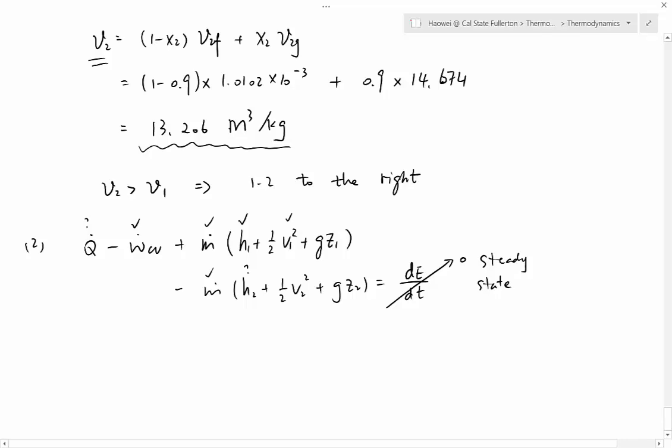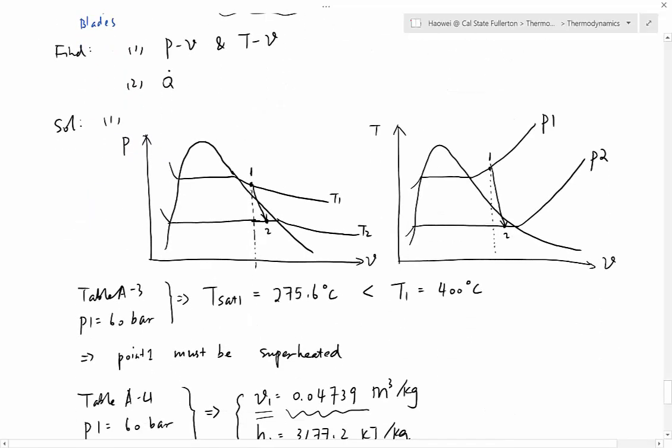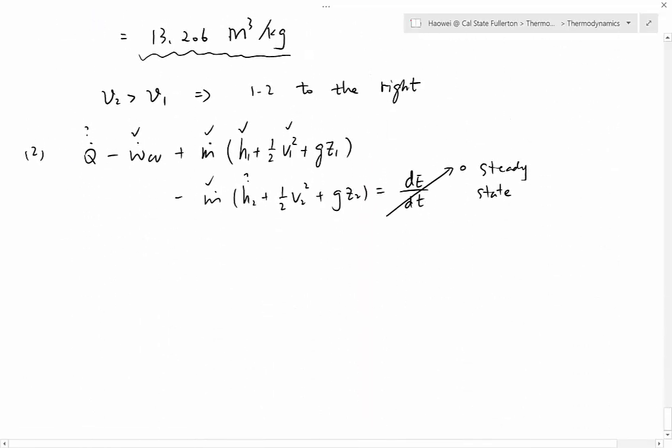V2, what about V2? Is V2 given? Yes, V2 is given, 30 meter per second. V1 is 10 meter per second. So both V1 and V2 are given. Very good. And then what about GZ1, GZ2?